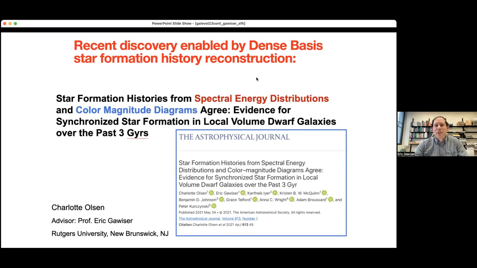Here's a recent discovery enabled by the Dense Basis star formation history reconstruction. Moving on now to the second phase of the talk. This is a paper led by Charlotte Olson about star formation histories probed with both spectral energy distributions through the Dense Basis method and color magnitude diagrams, fitting star by star in resolved stellar populations. We find that those methods agree, and we found that they both illustrated evidence that there is synchronized star formation in local volume dwarf galaxies over the past 3 to 6 gigayears.